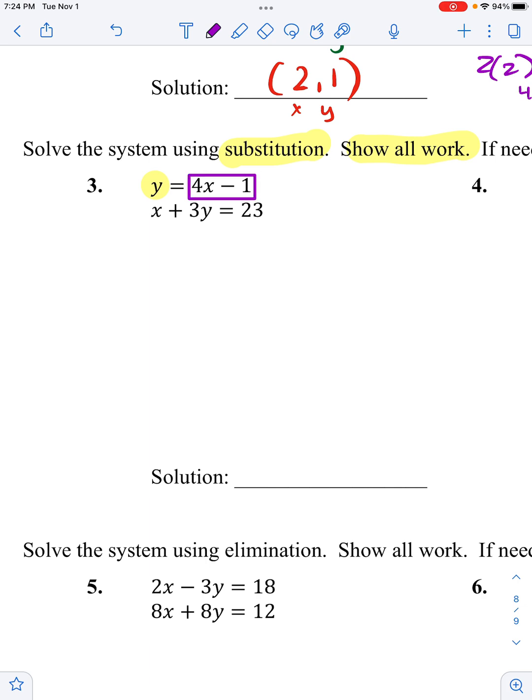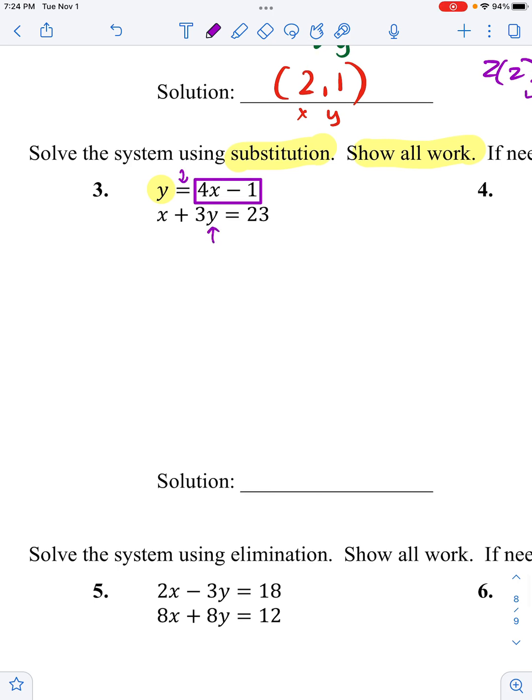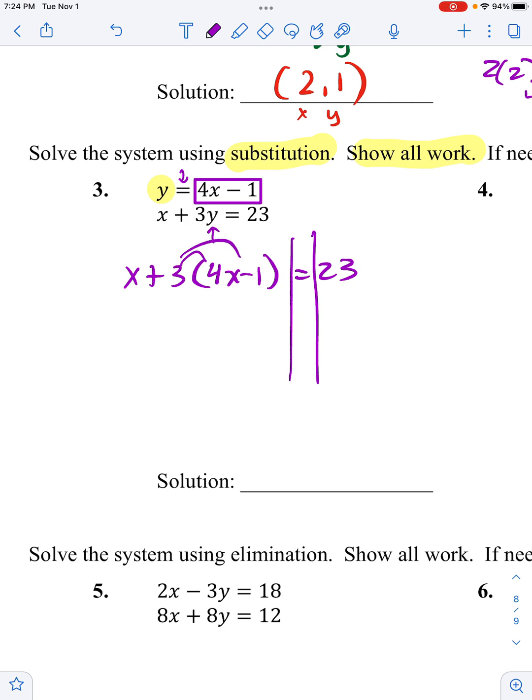So what that means is since this y is the same as 4x minus 1, then this y is the same as 4x minus 1. So I rewrite that bottom problem, but I replace it with 4x minus 1. And then I start solving. This is going to be distributing. So 12x minus 3. These are on the same side, 1x plus 12x, so I get 13x.